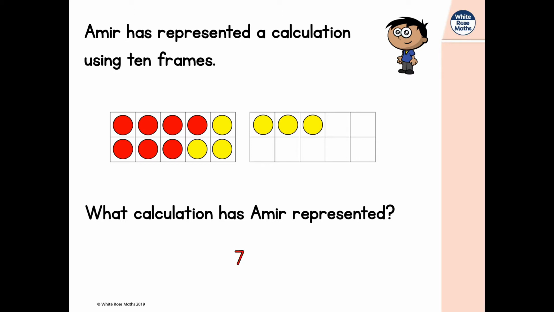There are 7. And how many yellow counters? There are 6, correct. And what calculation do you think Amir is doing? He's showing us addition. Amir is showing us 7 plus 6.